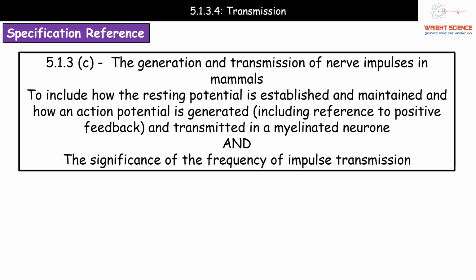Hey everyone, and welcome to our video on transmission. This is part of our Module 5 series on neuronal communication, and we're looking at specification reference 5.1.3c, the generation and transmission of nerve impulses in mammals.